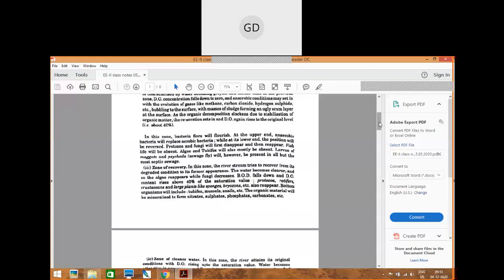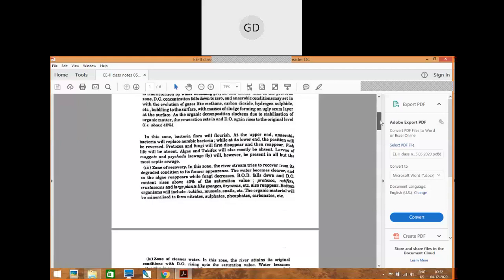While at the lower end the position will be reversed. Like at the lower end, your aerobic bacteria will take the place of what? Anaerobic bacteria. So there are different organisms like protozoa, fungi. This protozoa and fungi will first disappear, then again they will reappear. Fish life will be absent because obviously there is so much pollution, the DO content is falling down again, so obviously fish life or aquatic life will be totally absent in this zone. Then algae and tubifex, you have seen algae, will also be absent. Now next comes your zone of recovery.